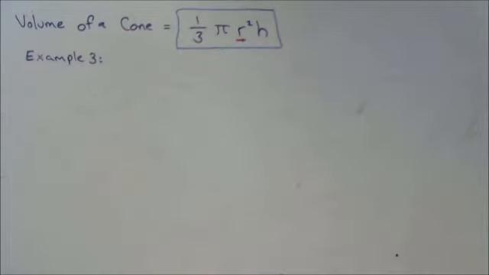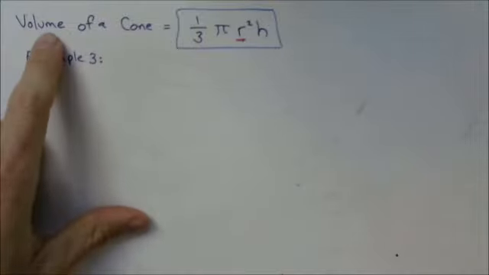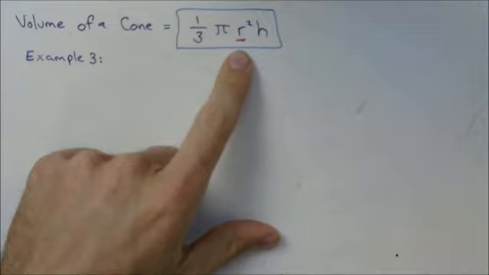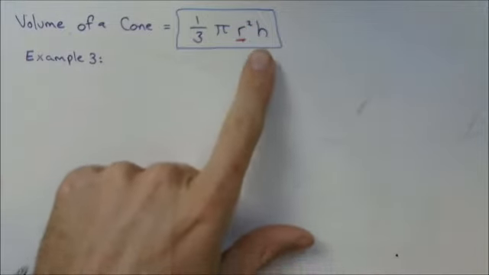Example 3, find the height of the container. So this time we are going to be given the volume, we're going to be given the radius, and we're going to have to use the same formula to find the height.